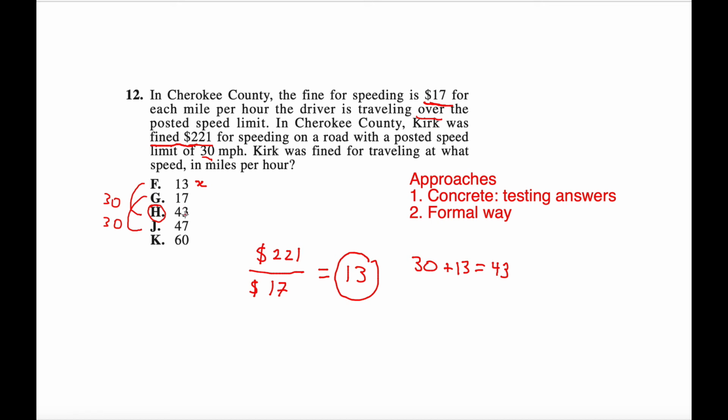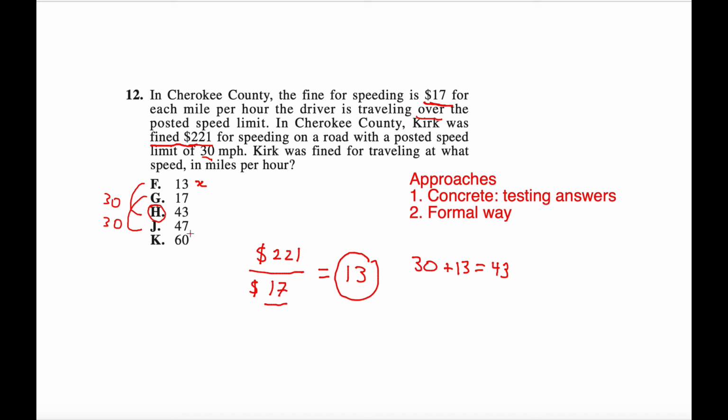For G, that seems to be there if somebody might have done it a formal way and kind of just got mixed up here in the calculation, and instead of going with the 13 and adding it to the 30, they got distracted or something by the 17 and went with that. We saw that 43 was correct.